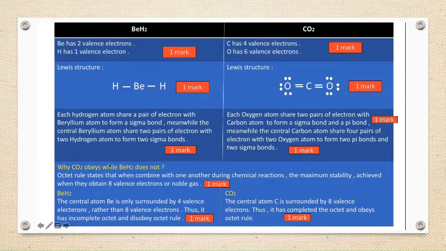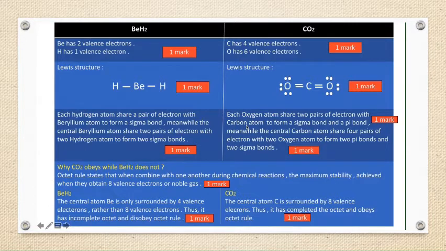And then for carbon dioxide, first row, state the valence electrons. Carbon has 4 valence electrons, oxygen has 6 valence electrons. So 1 mark is given. Draw the Lewis structure for carbon dioxide. So this is the drawing. 1 mark is given.